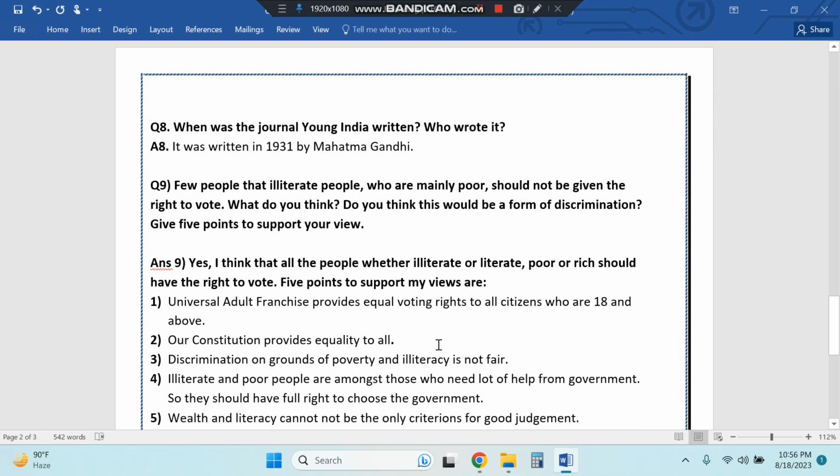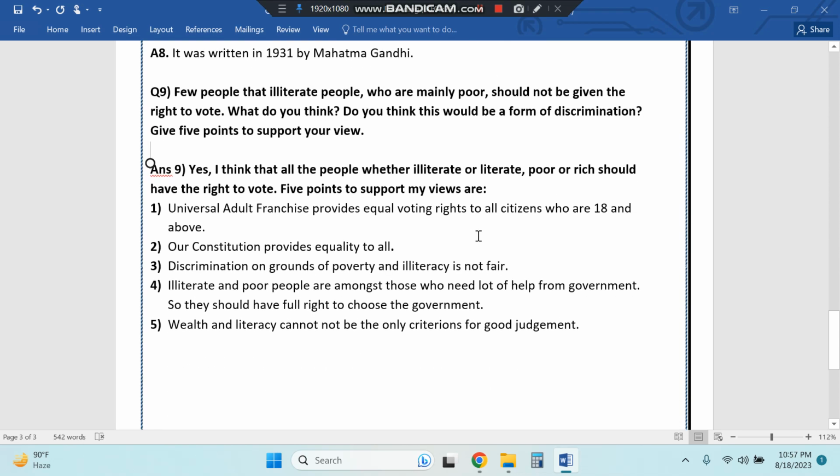When was the journal Young India written and who wrote it? It was written by Mahatma Gandhi in 1931. Then there is this question, I've reduced the length of the question. Mahatma Gandhi felt that every person should get the right to vote. But few people think that illiterate people and poor people should not have the right to vote. Do you think this would be a form of discrimination? Give 5 points to support your answer.